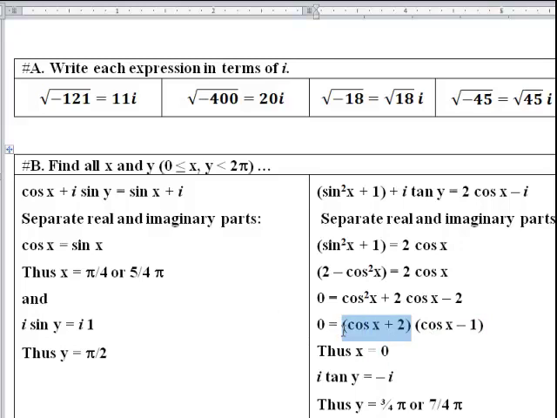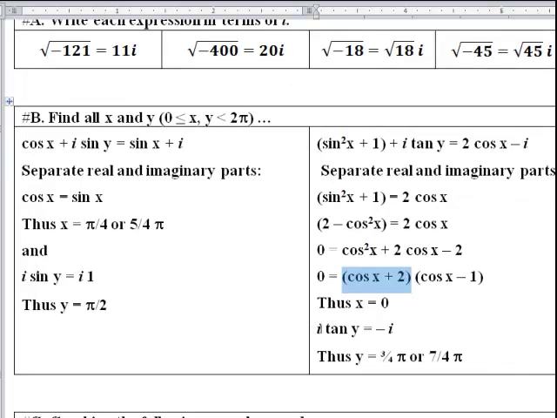The other parentheses here is not possible because it would say cosine x equals negative 2, and the cosine x cannot go beyond 1 or negative 1. So this particular parentheses doesn't yield any solution.